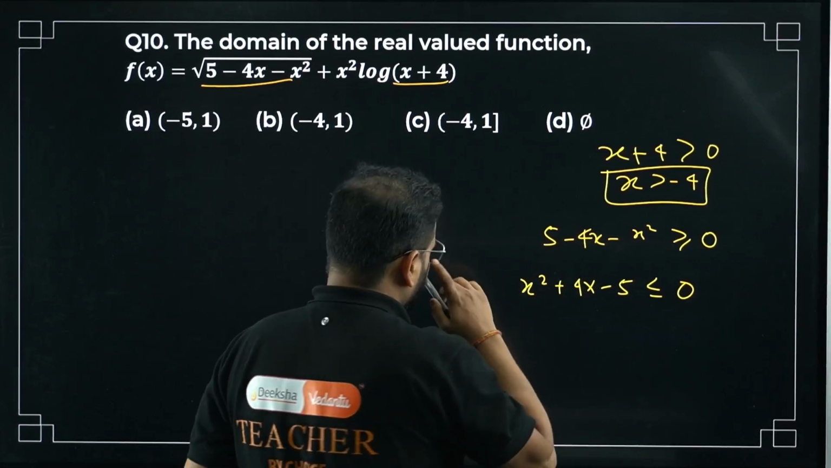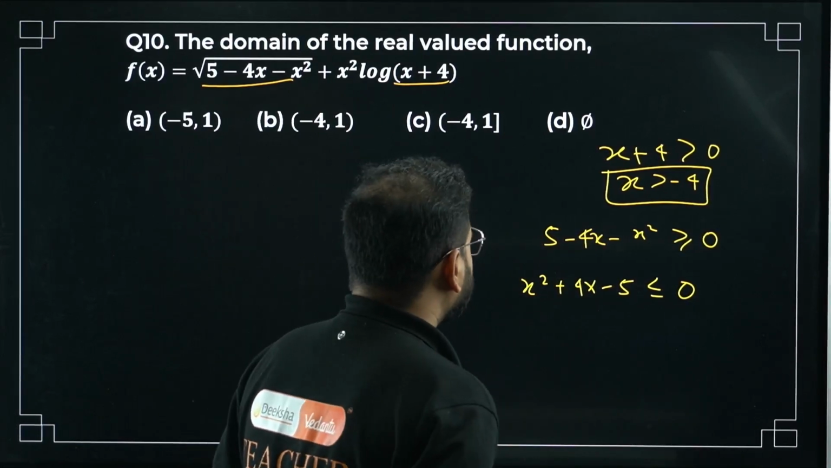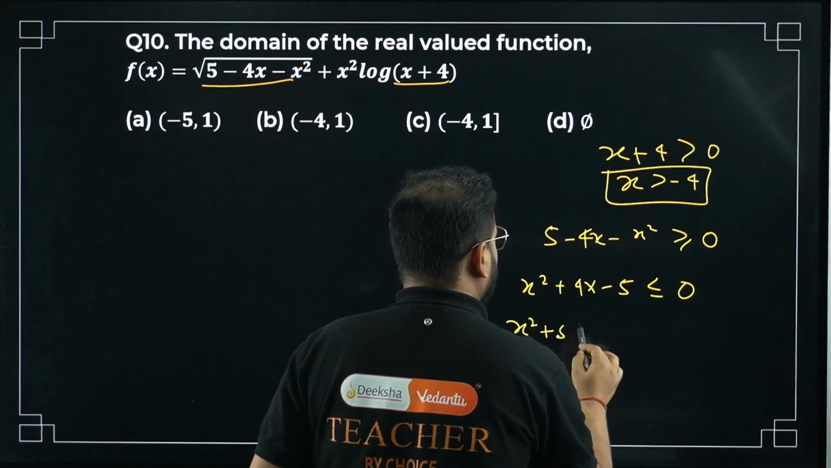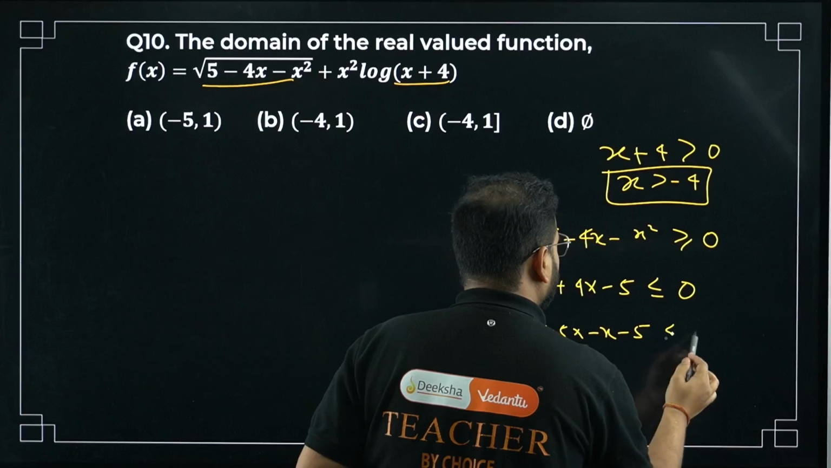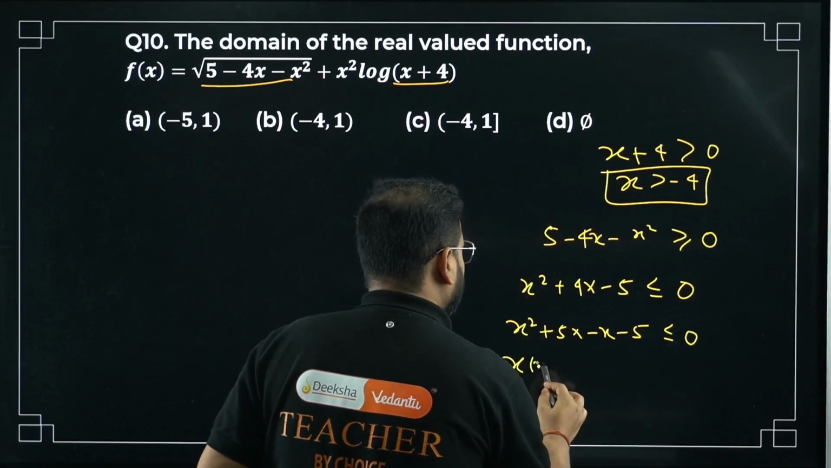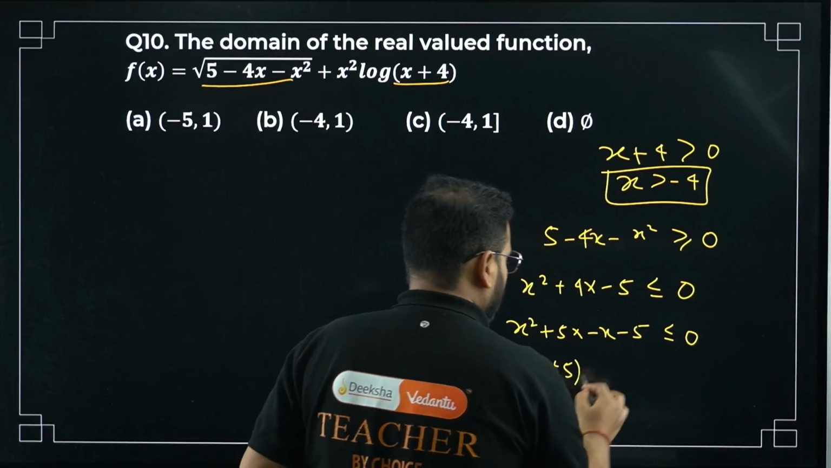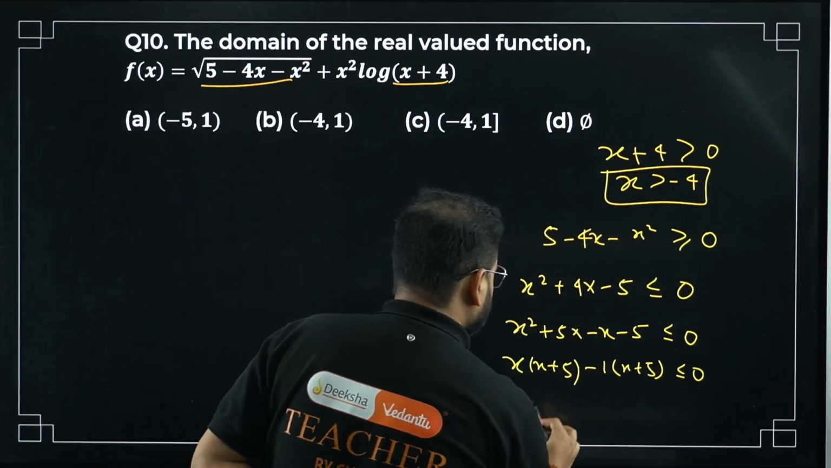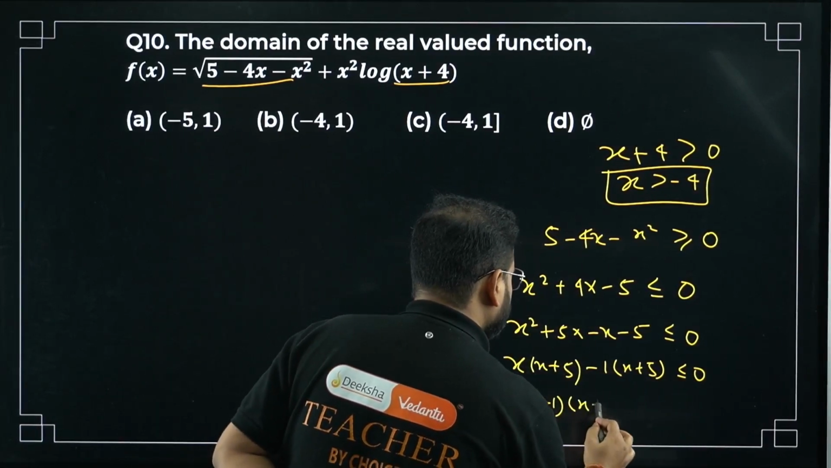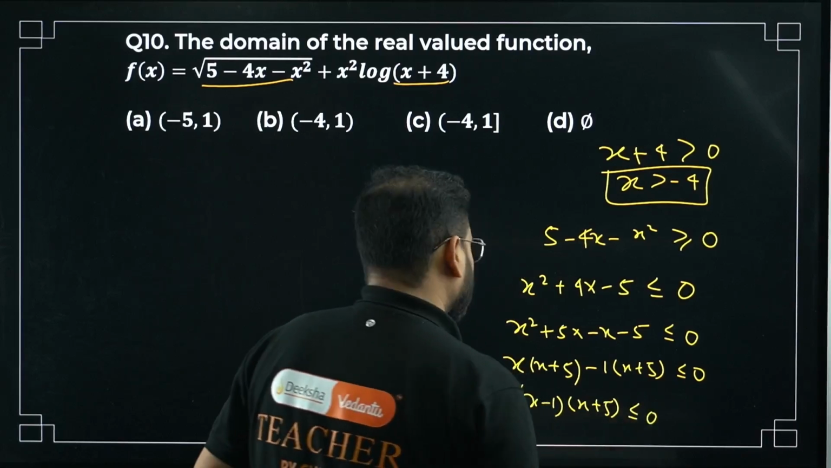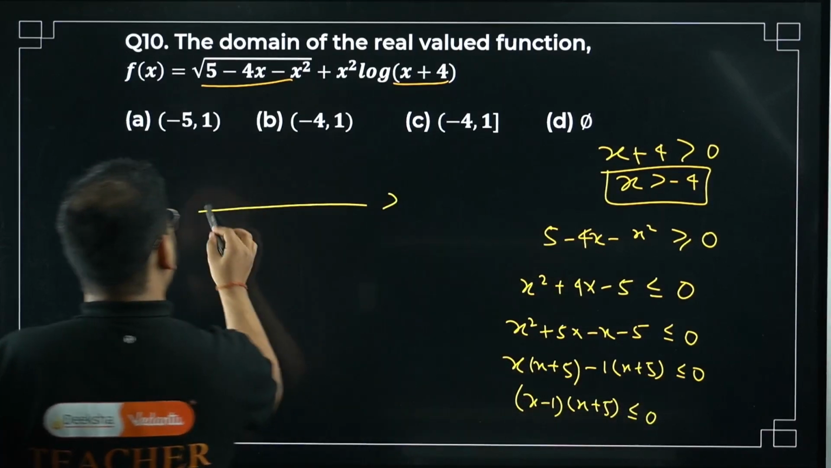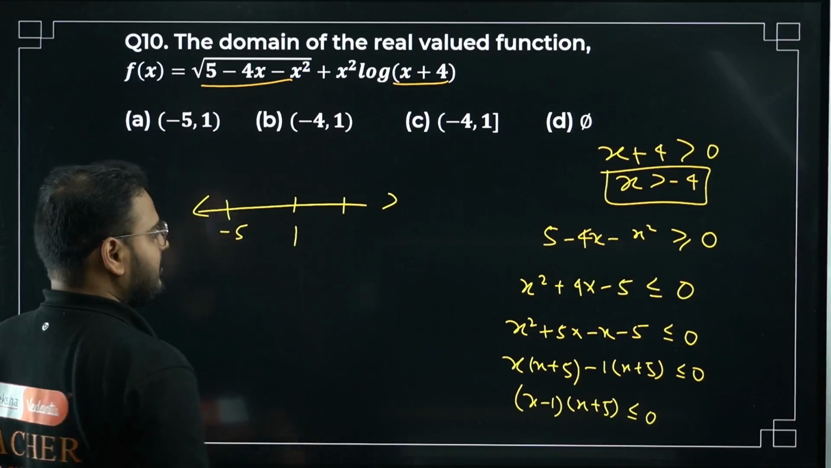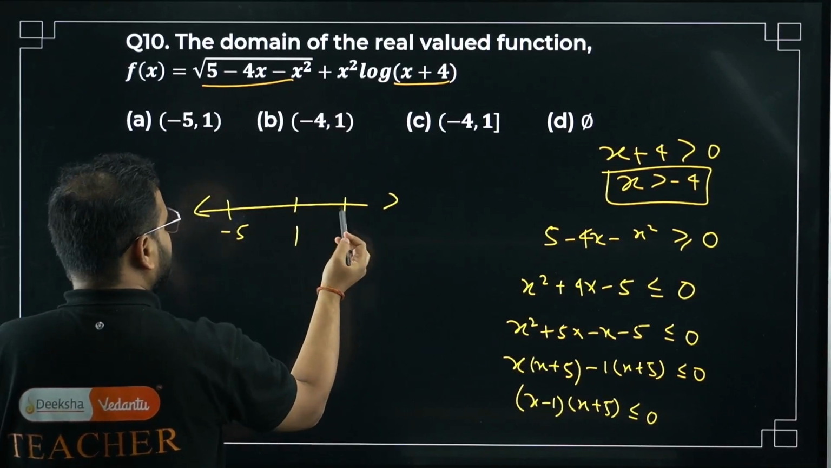Let's factorize this. What I have is x square plus 4x minus 5. So x square plus 5x minus x minus 5 less than or equal to 0. What I get is x times (x plus 5) minus 1 times (x plus 5) less than or equal to 0, giving me the answer as (x minus 1)(x plus 5) less than or equal to 0. Number line. I have here minus 5 and plus 1.